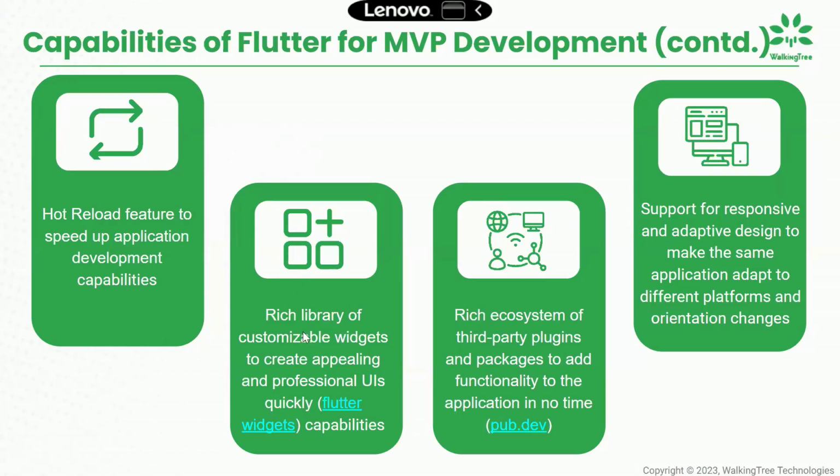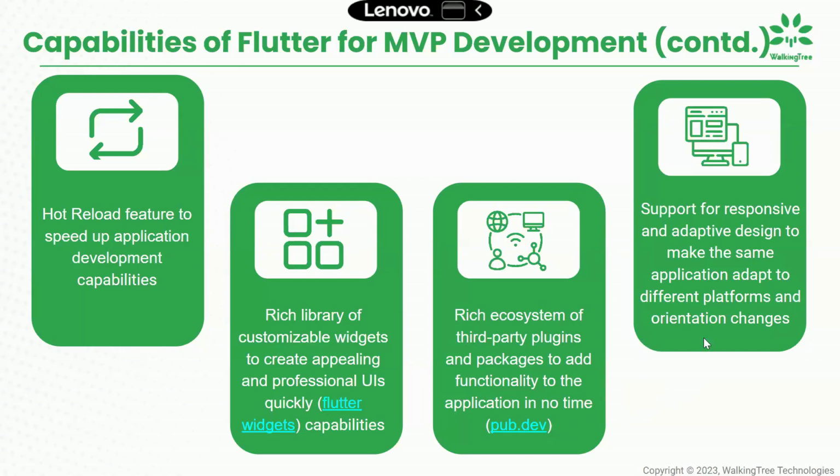Flutter comes with a rich library of customizable widgets. It comes with two libraries, Cupertino and Material. Cupertino is very specific to iOS devices, and Material can be used on Android, Chrome, and other platforms. So with this rich library of customizable widgets, we can create UIs that are very appealing and professional, so they can give a very professional look to your MVPs.